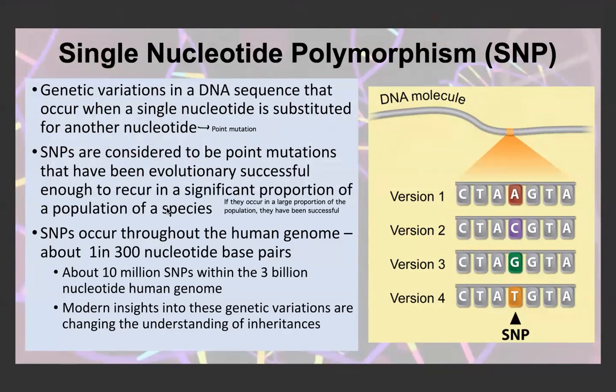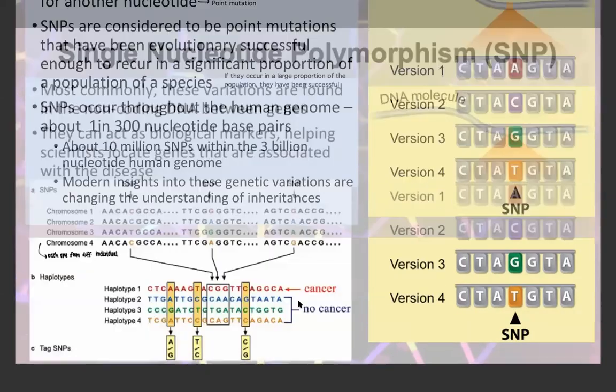So they won't just occur in like 1 or 2 or 3 individuals, they'll occur in a large number of individuals within the population. They occur throughout the human genome, about 1 in 300 nucleotide base pairs, and there are about 10 million SNPs within the 3 billion nucleotide human genome. Modern insights into these genetic variations are changing the understanding of inheritance.